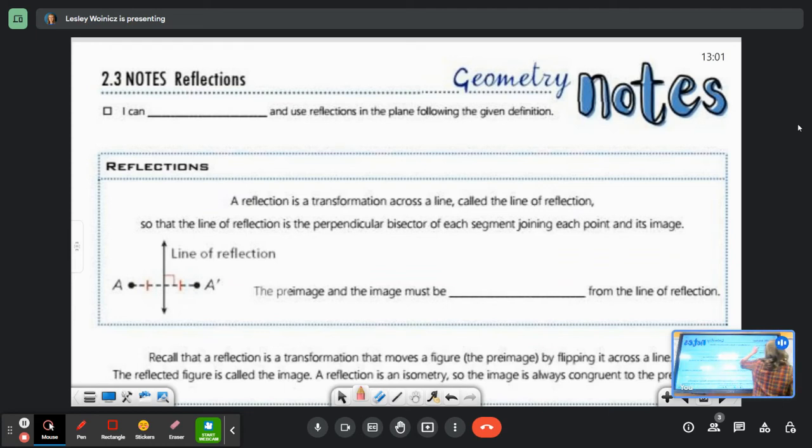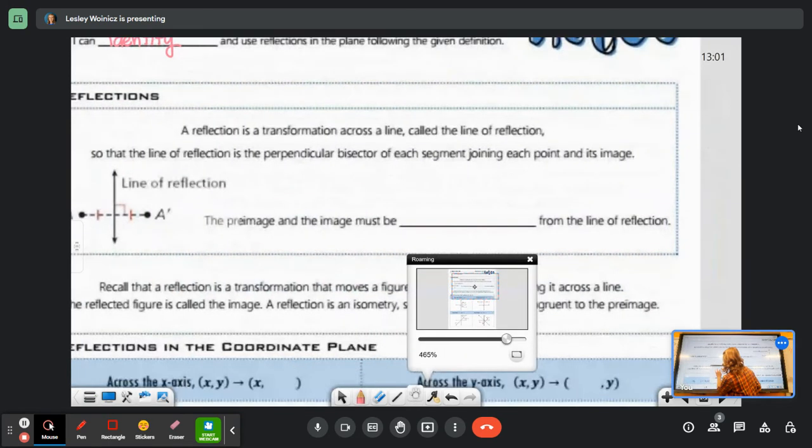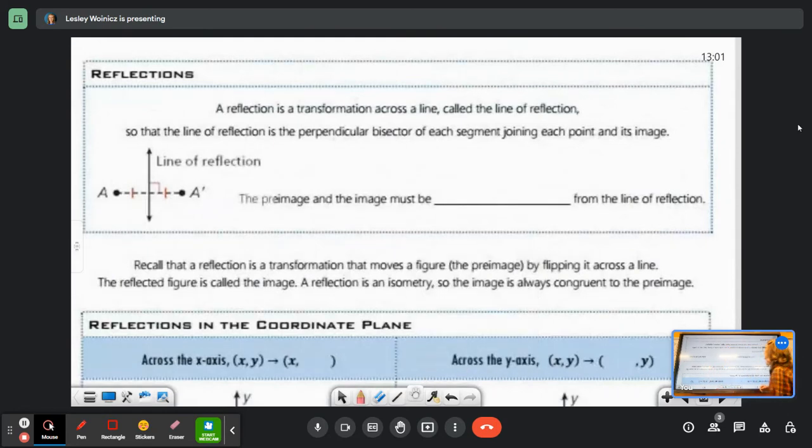Okay, today we are going to identify and use reflections in the plane following given definitions. Okay, so a reflection is a transformation across a line called a line of reflection, so that the line of reflection is the perpendicular bisector for each segment joining each point and its image.